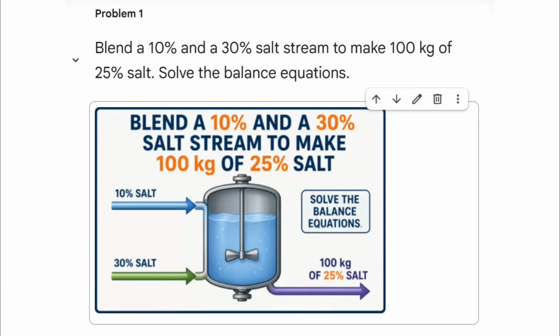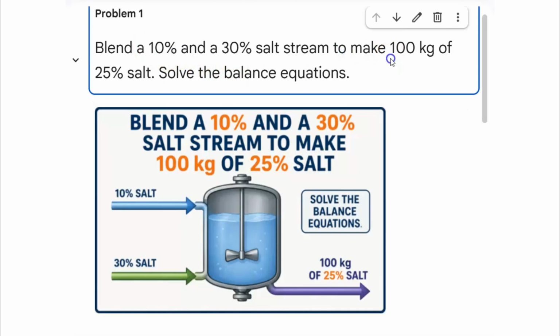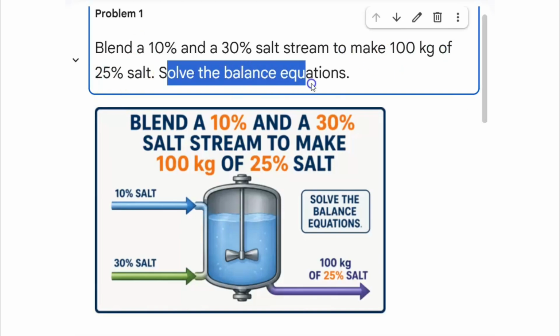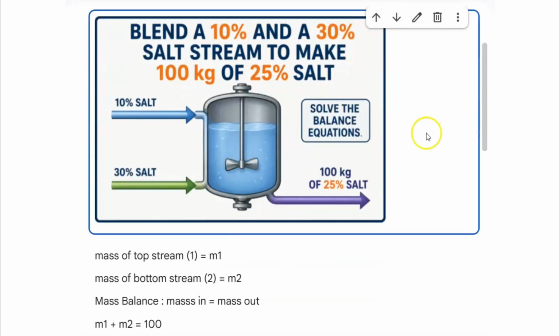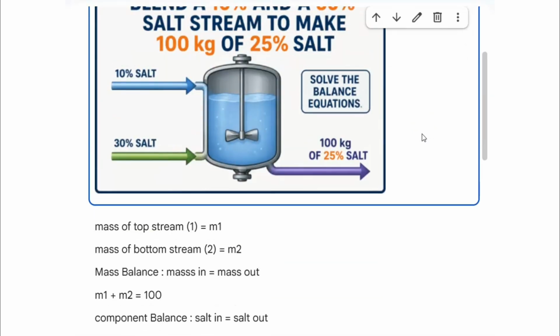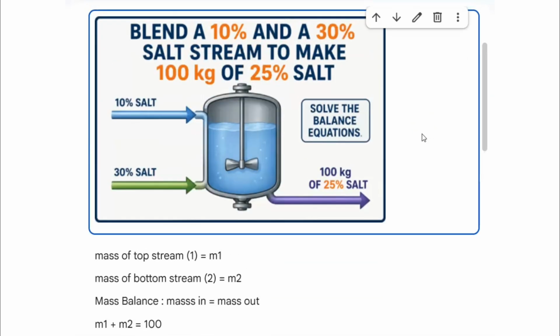Today I'm going to solve a simple mixing problem using Python. Suppose we mix a 10% salt solution with a 30% salt solution to produce 100 kilograms of a 25% salt solution. Our goal is to find how much of each stream is needed. Let's call the flow rate of the 10% stream M1 and the flow rate of the 30% stream M2.